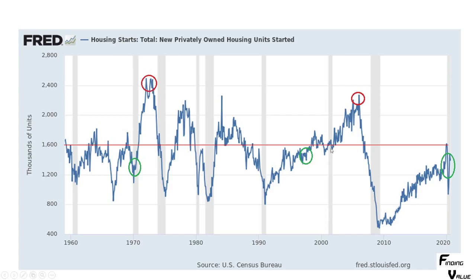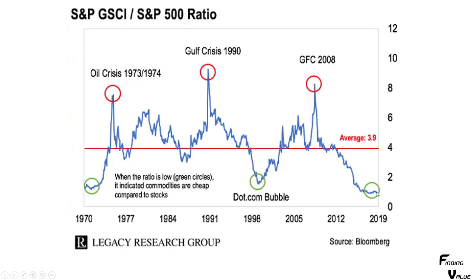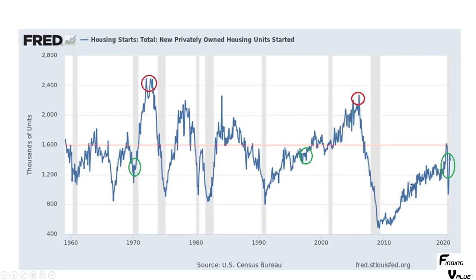Here's the crash in '01, didn't affect it. This is a crash all through here, didn't affect it. The biggest housing market boom in history right here. We're going to have one probably as big or bigger than this. And it's coming. It's coming right now. And there it is, the commodity boom and the overlay of the housing starts going into the expansion phase.